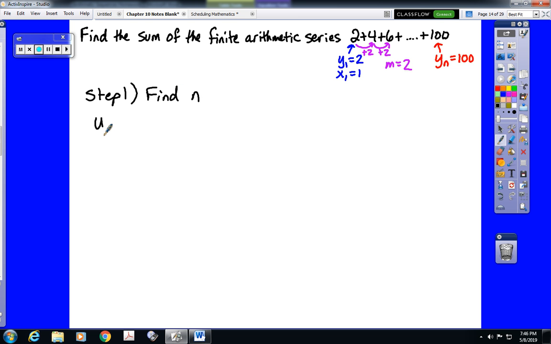And just like the last problem, if we plug in n for x, so we're going to put an n in here instead of x in our point slope form, then y becomes y sub n, which we know. So we're going to plug in everything that we know.